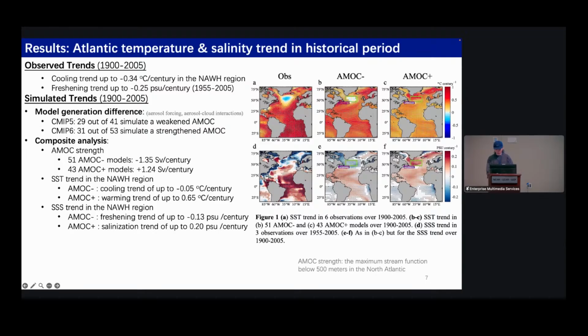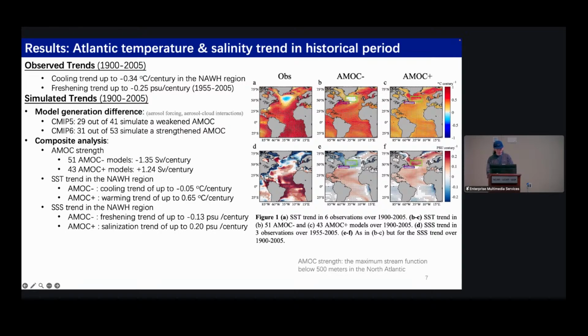Panels B and E are the SST and SSS trend for the AMOC weakening group, and panels C and F are for the AMOC strengthening group. In 51 AMOC weakening models, the AMOC slows down at negative 1.35 Sv per century. In 43 AMOC strengthening models, the AMOC strengthens at 1.24 Sv per century. I also show the SST and SSS trend in the 2 groups here.